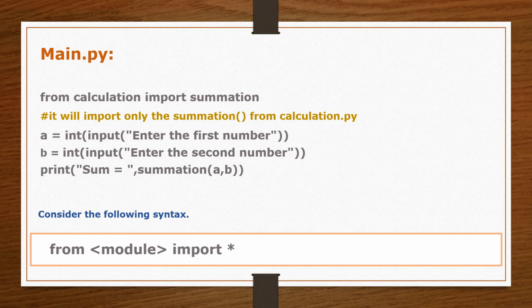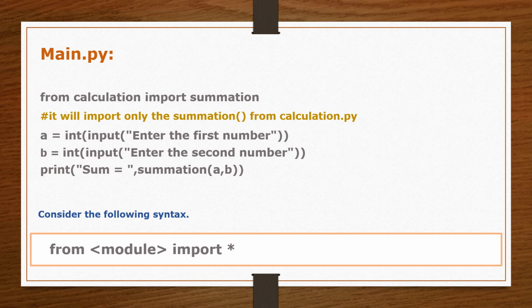That is, from is a keyword, calculation is the module name, import is a keyword, and summation is the function name. I'm going to use only the function summation. I'm getting two inputs from the user and printing the sum using the summation function from the module. We do not need to specify the module name while accessing summation.